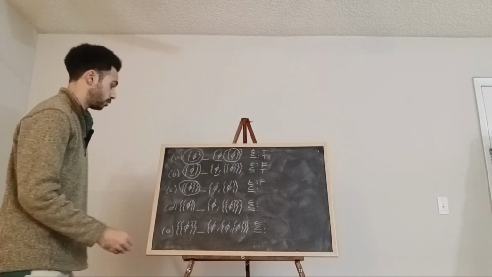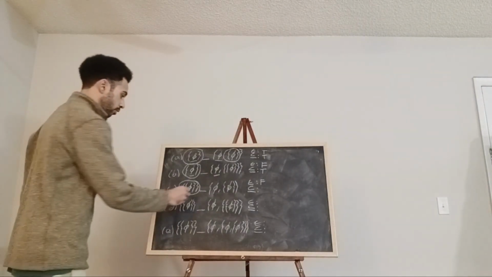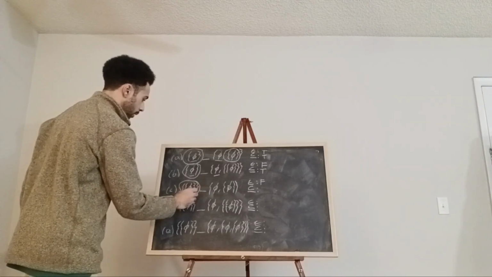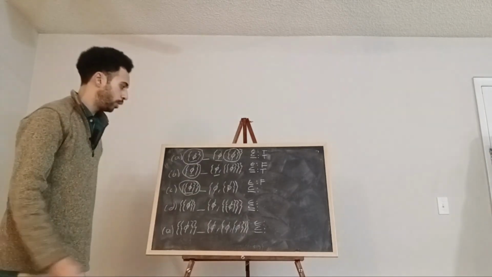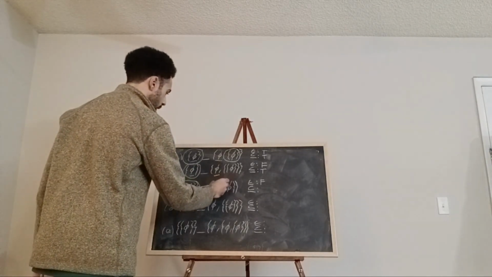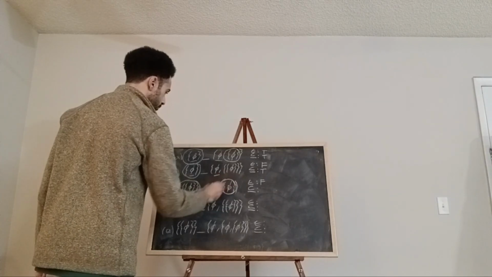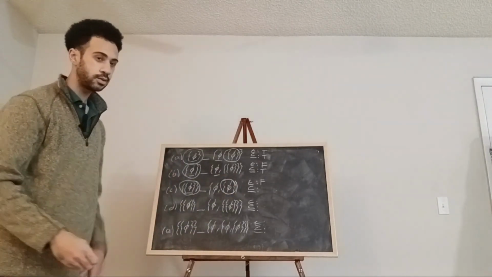Now, is it contained? What we would need to see is whether this empty set covered by one set of brackets is inside of that set. And we can see that it is. It's right here. It's covered by one pair of brackets. And so whether it's contained, that would be true.